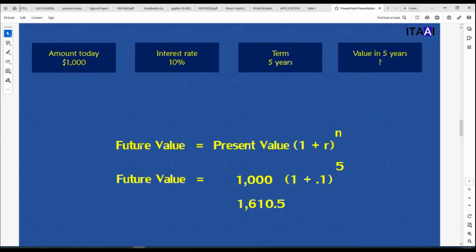Similar to this, this is a formula to calculate the future value if the present value is known. And if I know the future value and want to know the present value, I'll be doing the reverse thing.